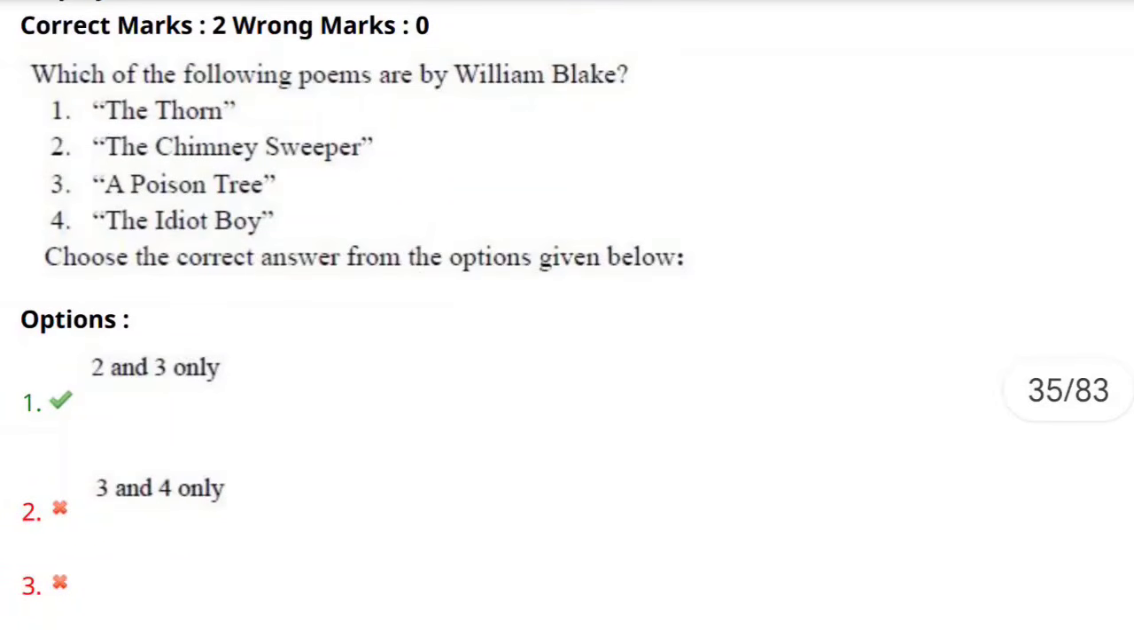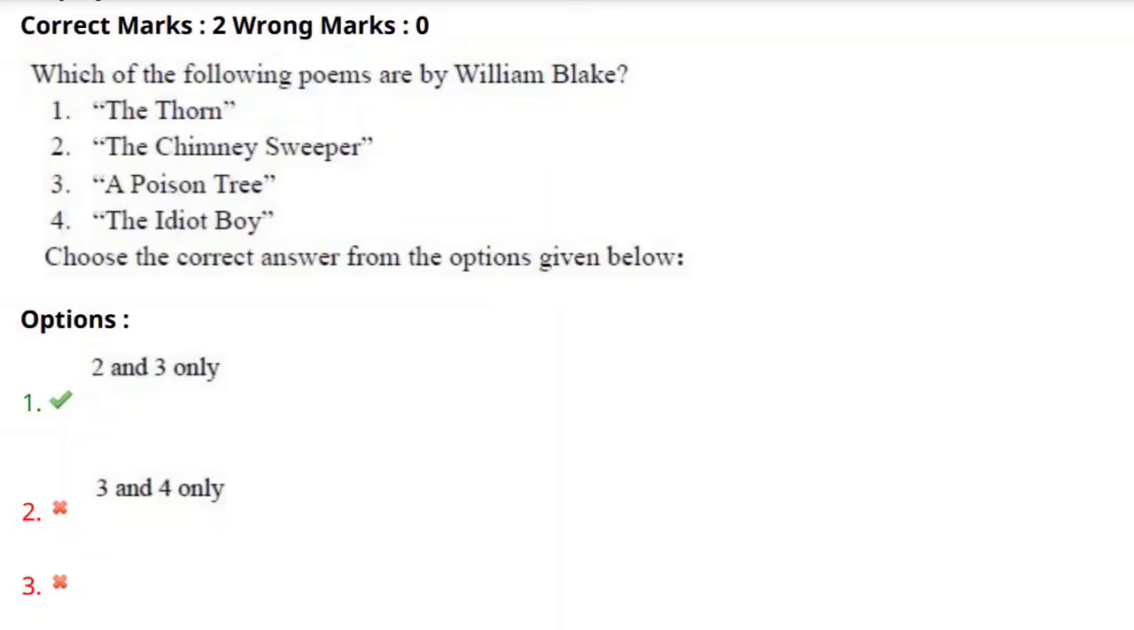Here they gave us four options, and we need to find two major poems written by William Blake. Here you can see The Thorn, The Chimney Sweeper, A Poison Tree, and The Idiot Boy. Without seeing the options we can say that The Chimney Sweeper is written by William Blake, and also A Poison Tree. These two poems appear in the Songs of Innocence and Songs of Experience of William Blake.